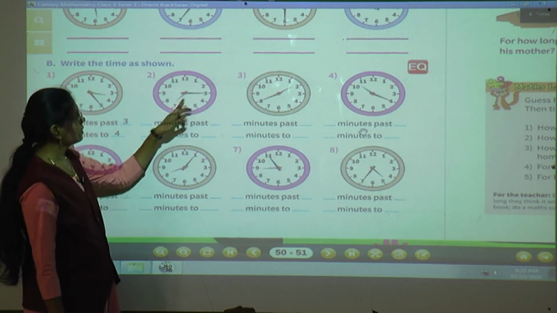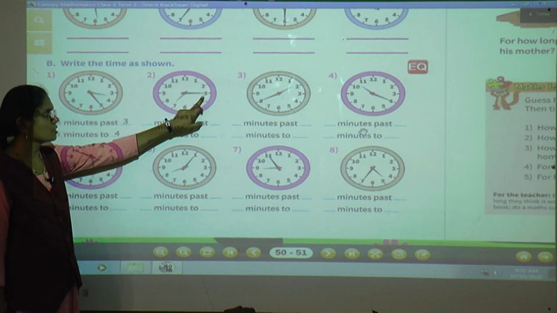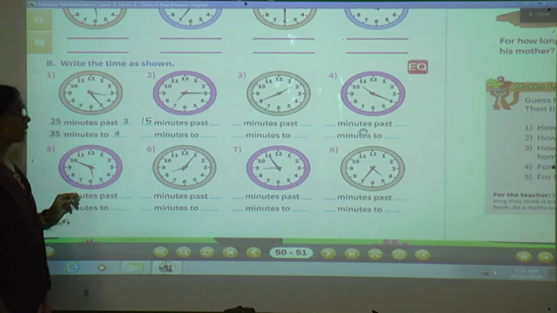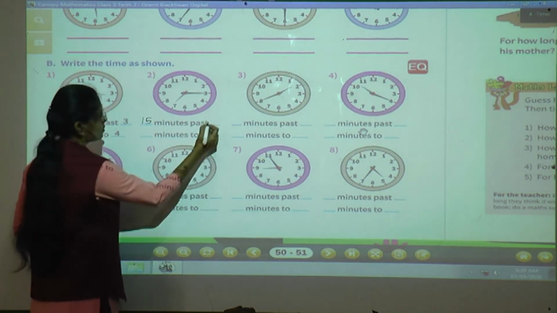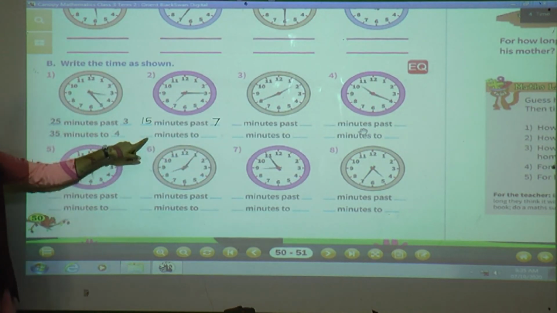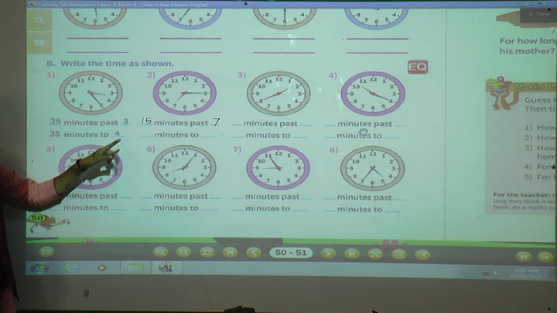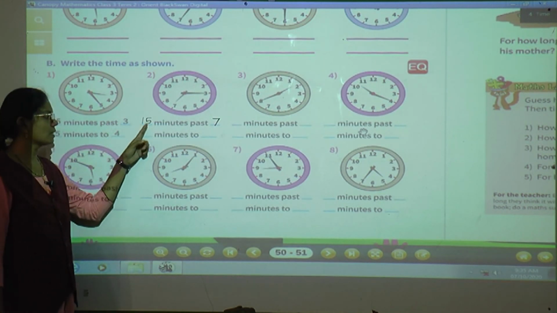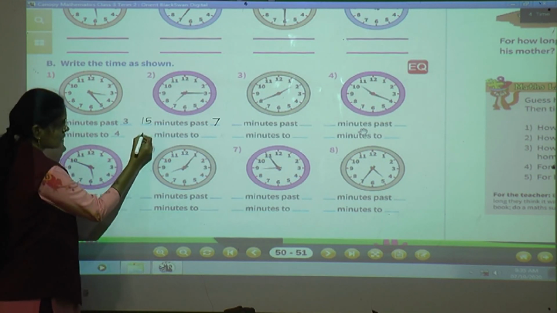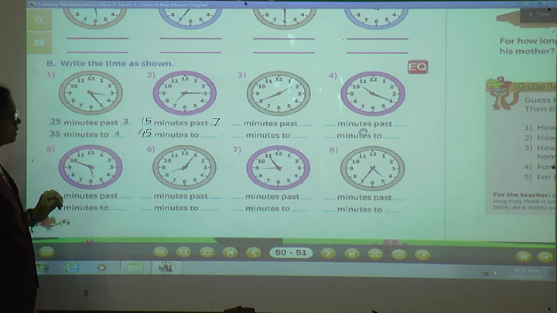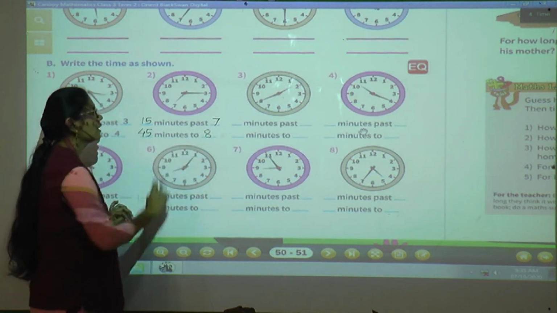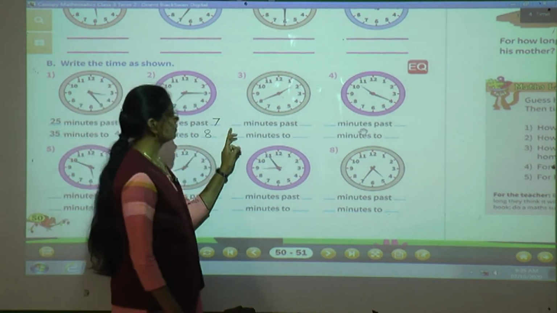Next here, see the minute hand is on 3 number. So 3 5s are 15, means 15 minutes past. Now where is the hour hand? It has crossed 7 number. So here we'll write 7. Now in the next step, while writing in the second way, what you have to do? You have to subtract these minutes from 60. 60 minus 15, 45. 45 minutes to the next number of 7, 8. 45 minutes to 8.